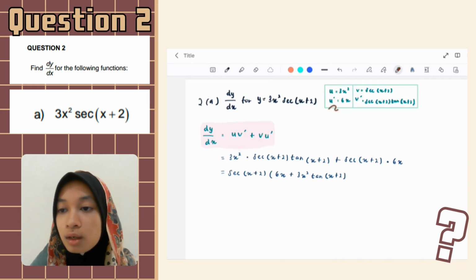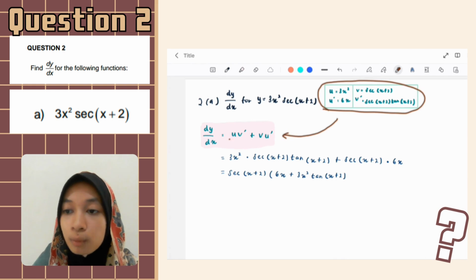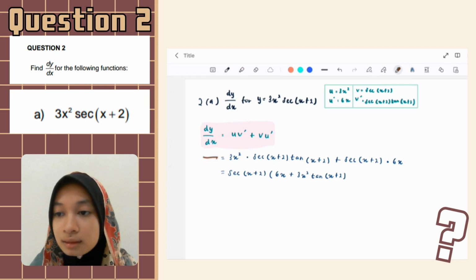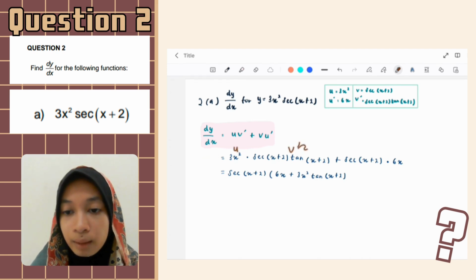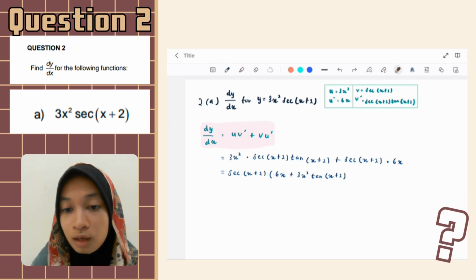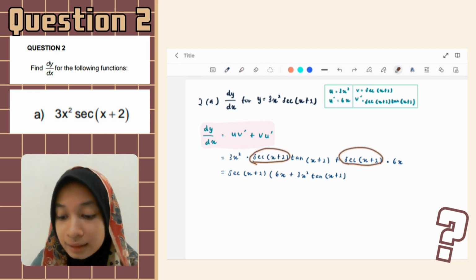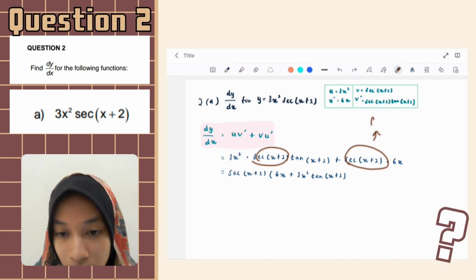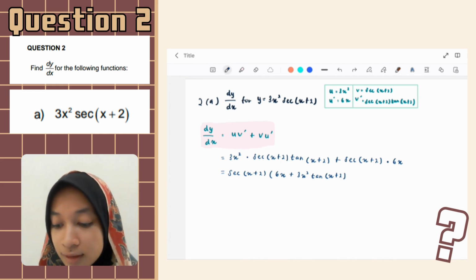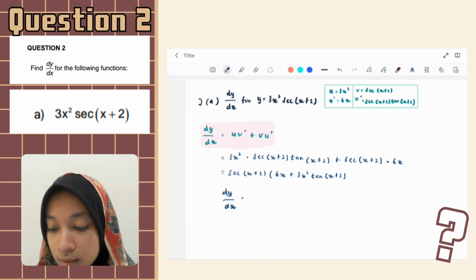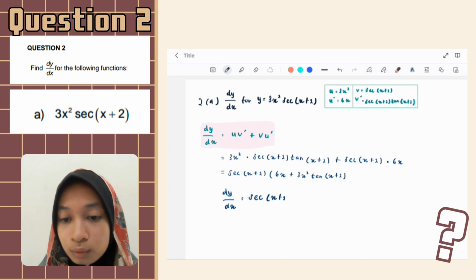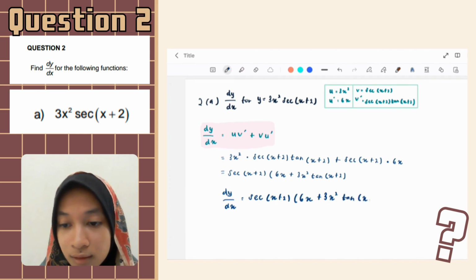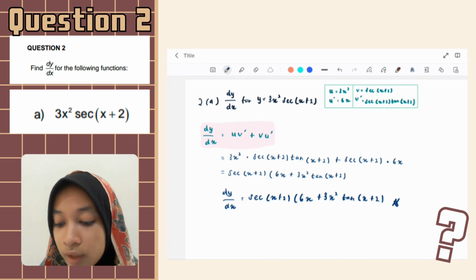For step 2, the information that we extracted needs to be substituted into the formula of the product rule. After we substitute, this is the answer that we will get. This will be our u, this will be our v prime, plus v and u prime. This is not yet our final answer, since we notice that we have secant x plus 2 in both terms. In step 3, we are going to simplify this by factorizing secant x plus 2. So the final answer will be dy/dx equal to secant (x plus 2) times (6x plus 3x squared tangent (x plus 2)). And this will be our final answer for this question.